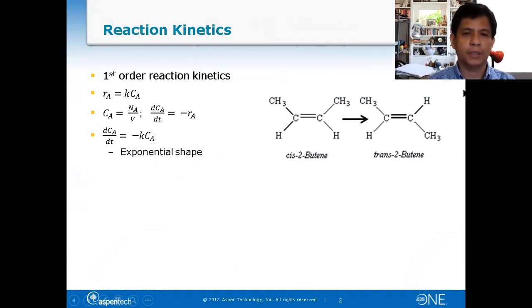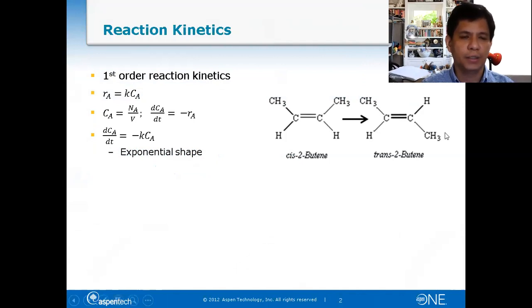So this is the reaction that we're going to simulate. This is between cis-2-butene and trans-2-butene. So if you still remember your organic chemistry, when you say cis, it indicates that the hydrogens are on the same side in a double bond containing molecule. Tapos the methyl group is on the same side also. Tapos it is spontaneously converted to trans-2-butene. So in trans, the hydrogens are on the opposite side.